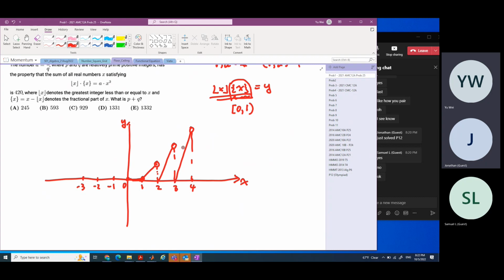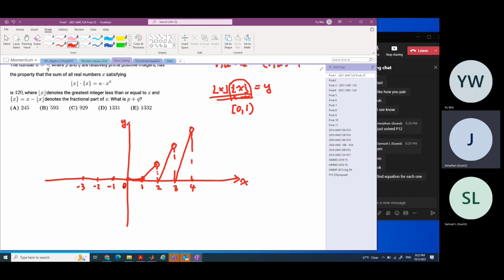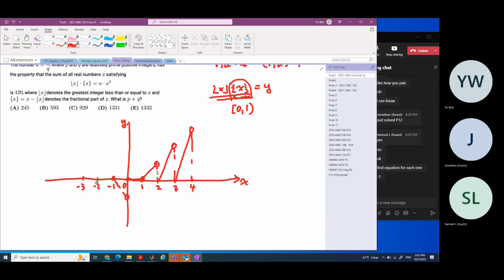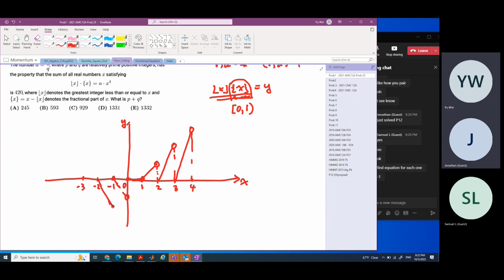And the same thing for the other side, just reflected. Down to -1, down to -2, and down to -3. Down to -1, like this, right? Right, Jonathan? Yeah. So now you can see this is x floor times x.